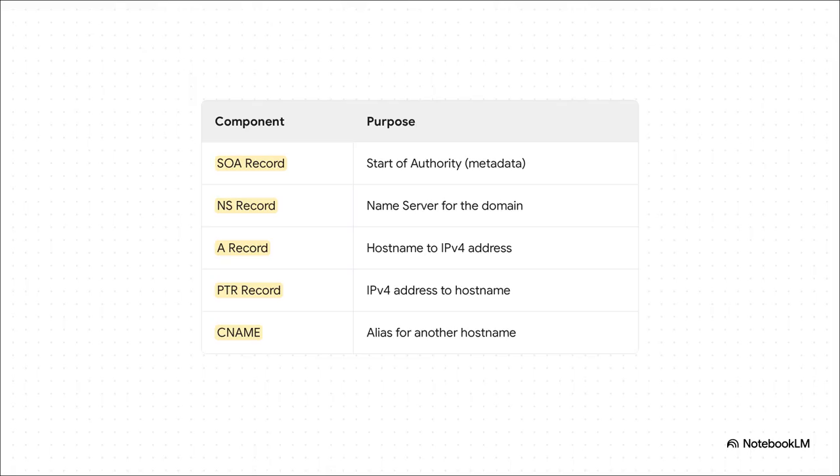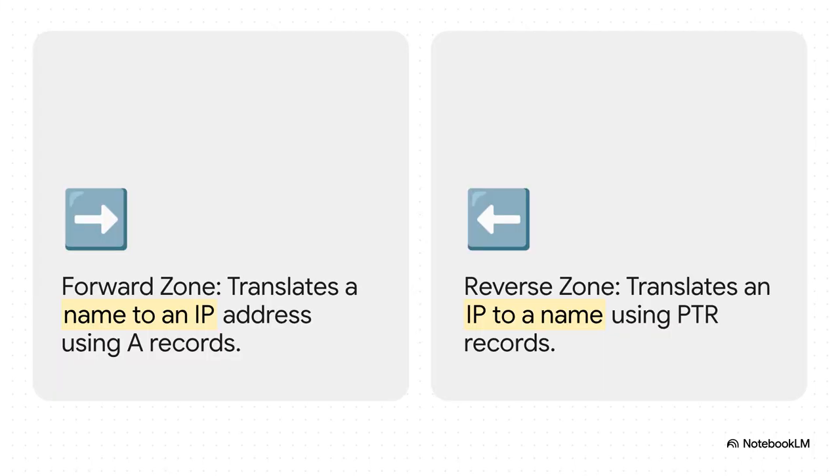Now, inside that phone book, you don't just have one type of entry, right? You've got all these different records, and they all live in what's called a zone file. The SOA record, that's kind of like the cover page with all the publishing info. The NS record points to the main server for that domain. But the ones you'll use most are A records, which map a name to an IP, and PTR records, which do the exact reverse.